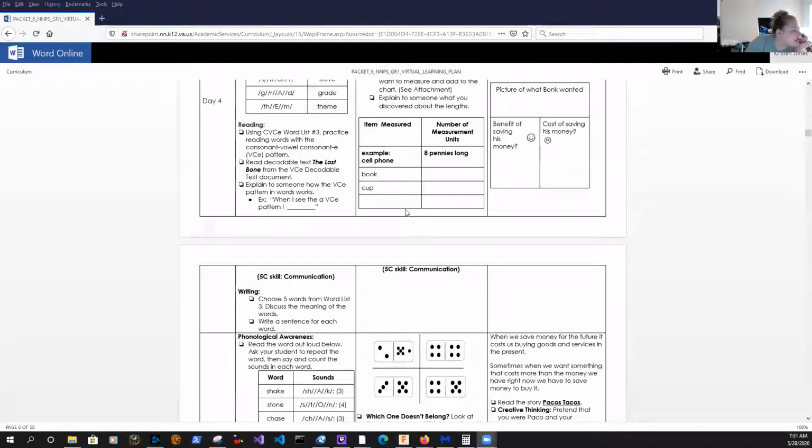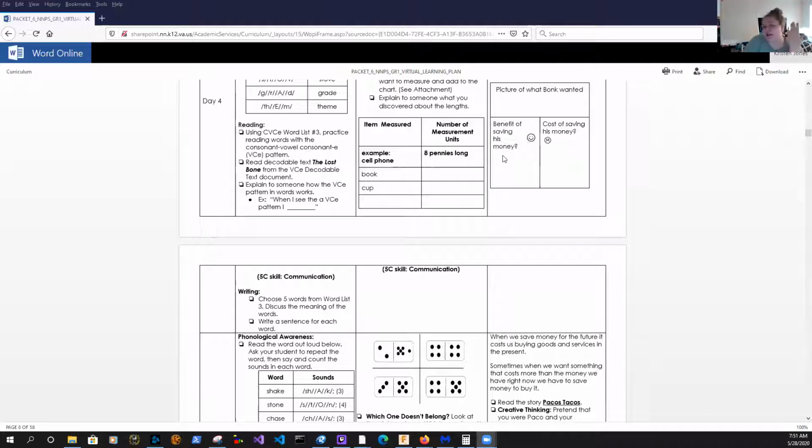It says measure the following objects with the measurement item you found. Record your findings. Choose your own objects you want to measure and add to the chart. Explain to someone what you discovered about the lengths. So if we're looking here, this is the chart they are talking about. The example that they already used was a cell phone. It says item measured, so that was the cell phone. Number of measurement units, it was 8 pennies long.